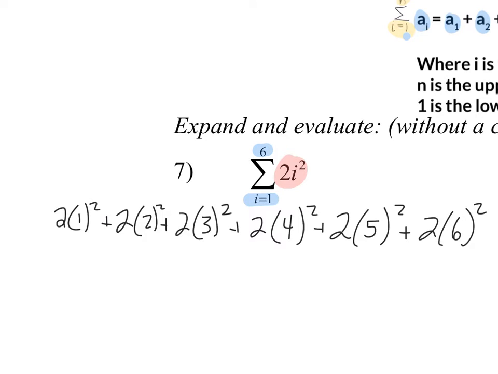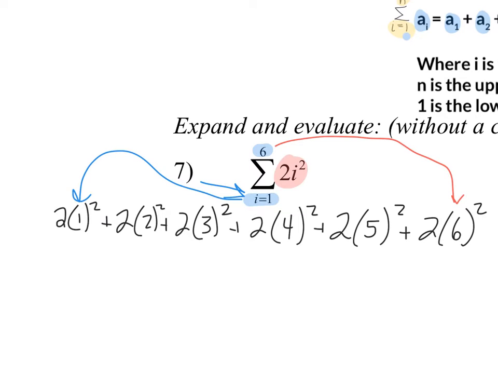How did I know where to start? Well, this right here tells me that I need to start at 1. This 1 falls in right there. And this 6 tells me where to stop. The 1 is the lower limit of summation. 6 is the upper limit of summation. And we plugged each of the numbers from 1 to 6 in, and we're going to evaluate.